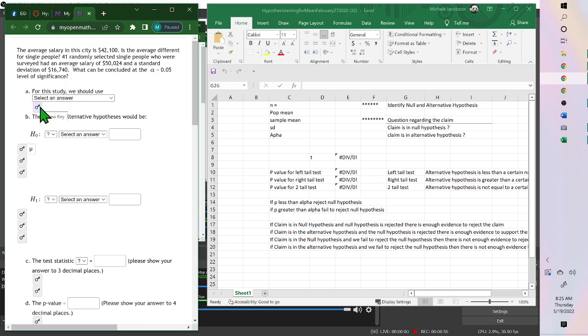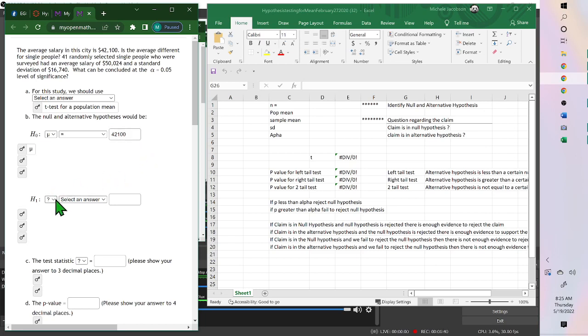Since it's an average and the sample size is over 30, but we're still using a t-test because the standard deviation is from the sample, not the population. The null and alternative hypothesis: the null is always equal to, so we know the center is equal to. Since this is a mean, we use mu. If it was a proportion, use the p. And then this value is the average salary, which is the $42,100.